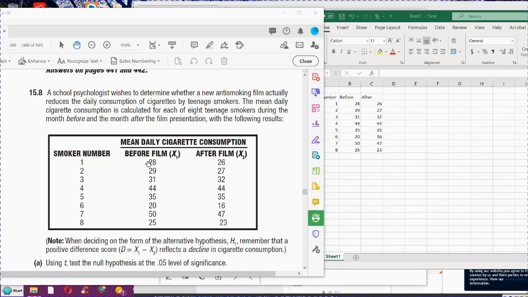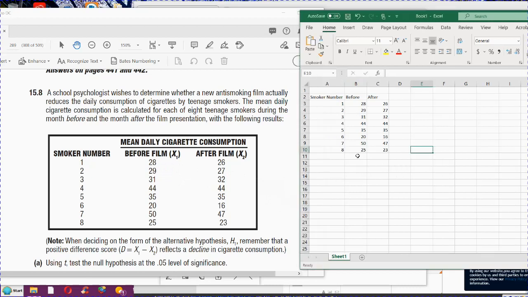So the question is whether viewing the anti-smoking film actually reduced the average amount of daily cigarettes that these teens were consuming. Although this seems like a lot of cigarettes, 28, 26. So anyway, maybe it seems like a lot. But whatever. So we have these before and after scores.